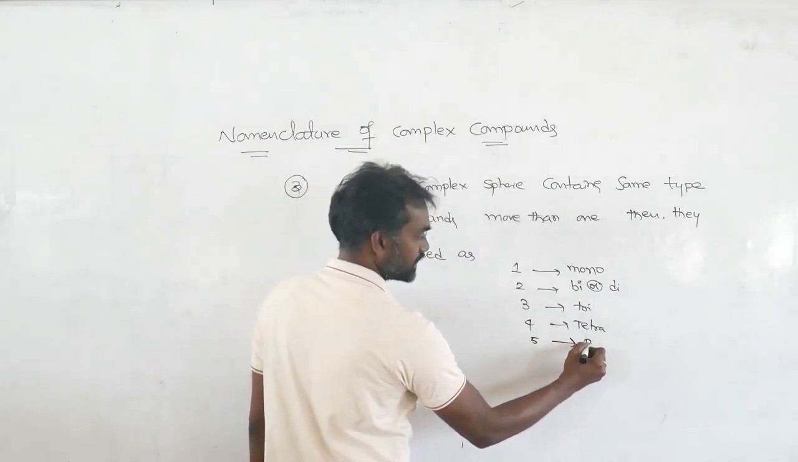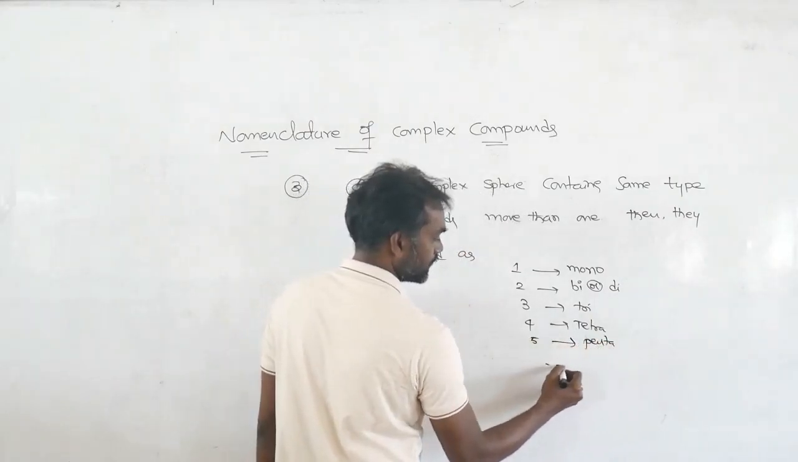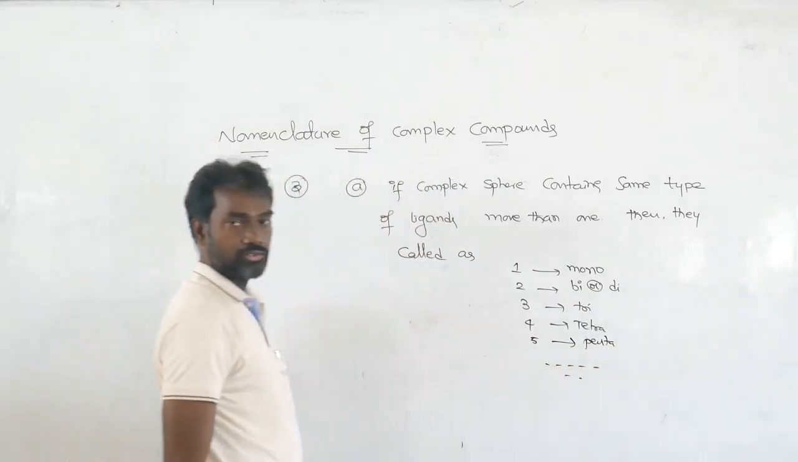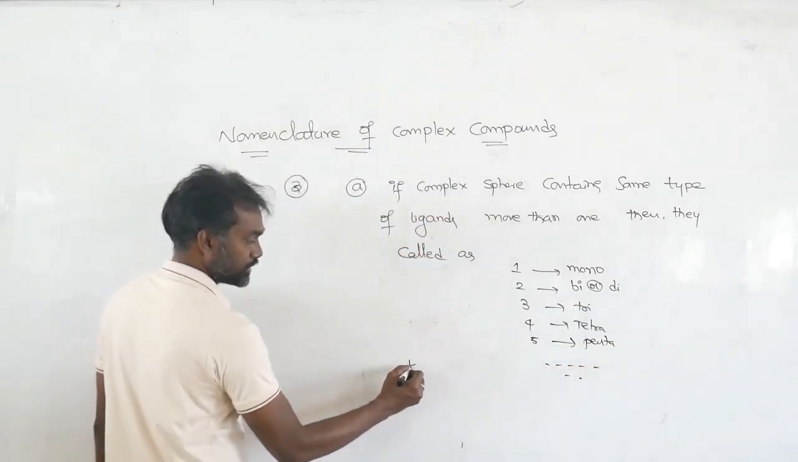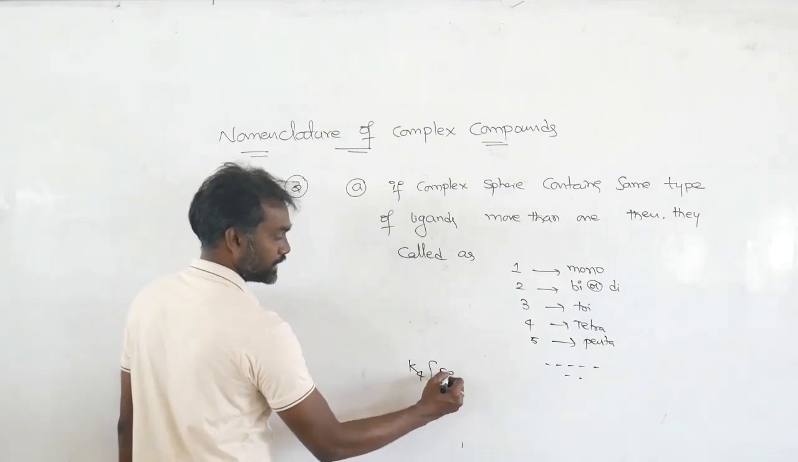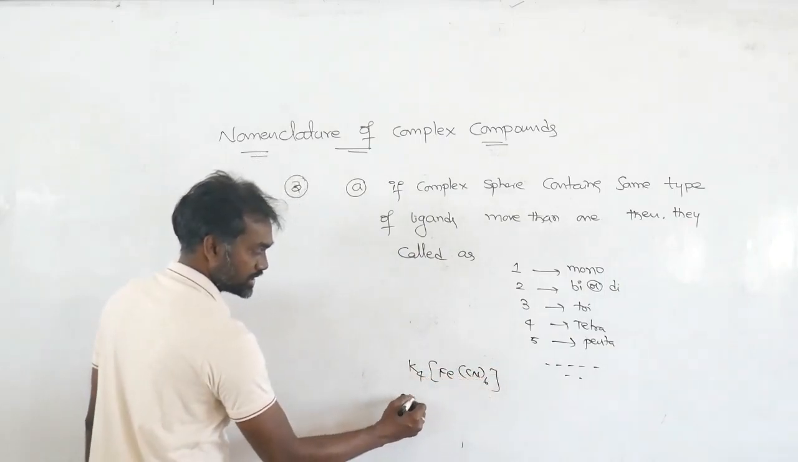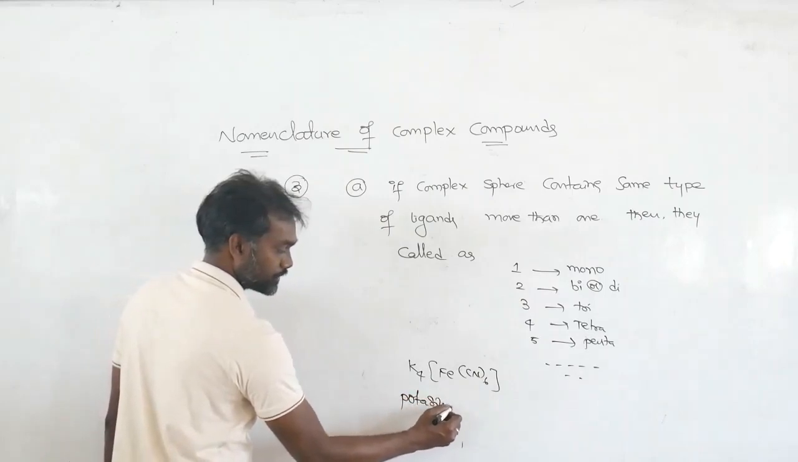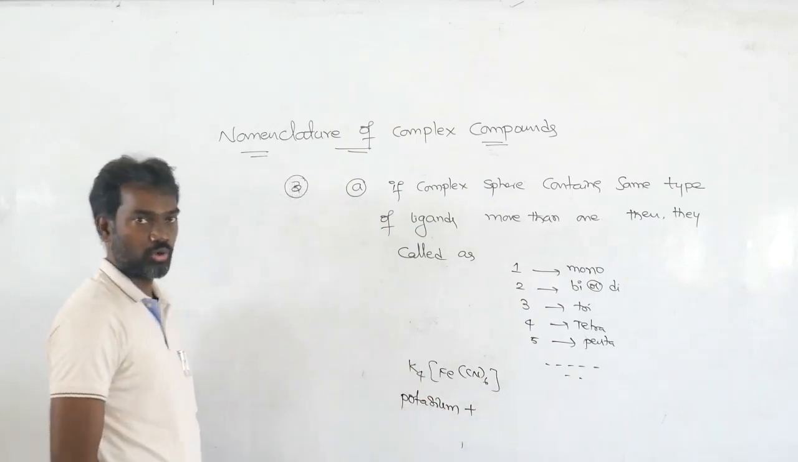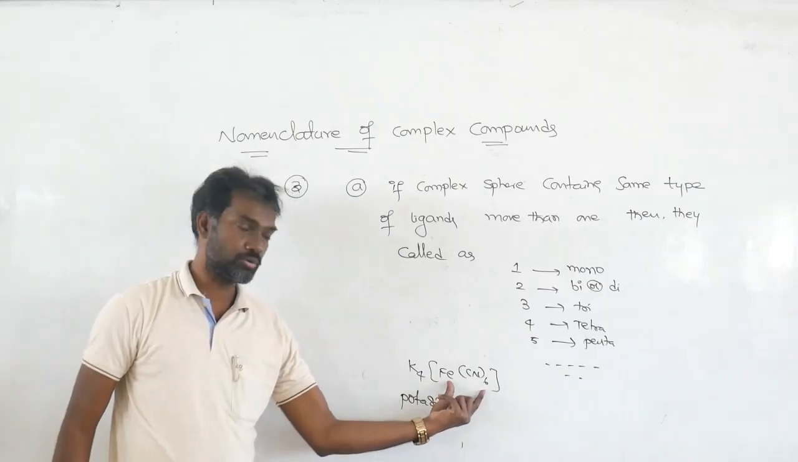So 5 is there, you write as penta, and so on. Now we take an example of K4[Fe(CN)6]. First we start with potassium. Potassium is over, positive charge. Next we are going to the complex.